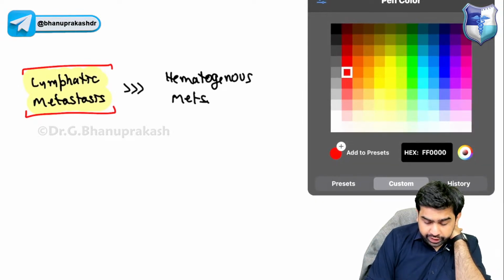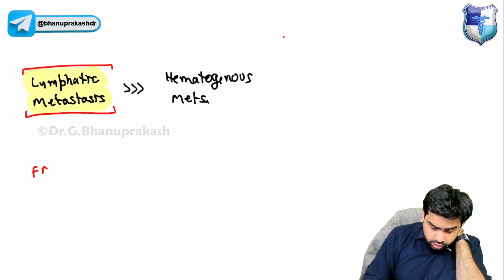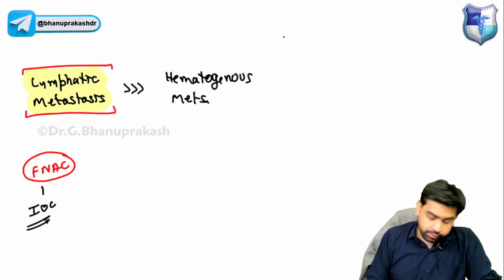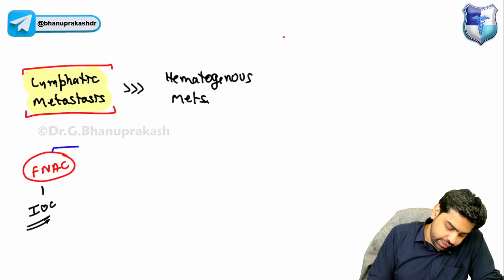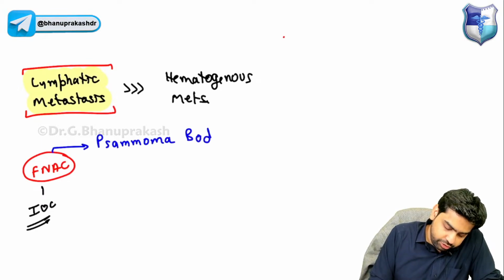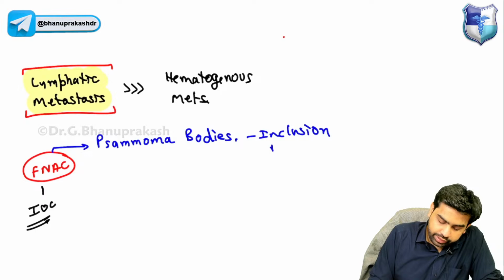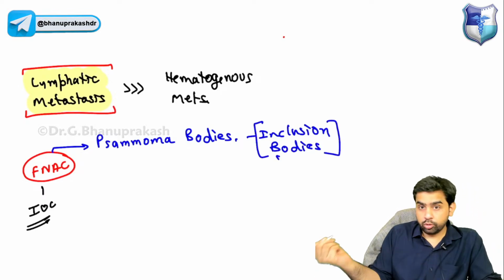Now, what do you find on an FNAC? For the diagnosis, what you perform is an FNAC. No doubt, FNAC is your investigation of choice. And what are you going to find on this particular FNAC? On the FNAC, what you find is Psammoma bodies. So what are these Psammoma bodies? They are inclusion bodies, which are found in this particular patient.